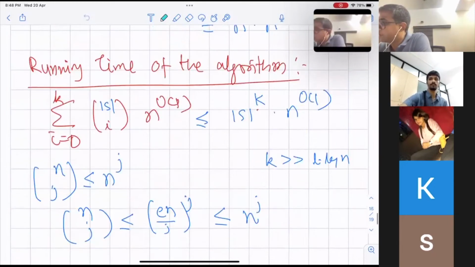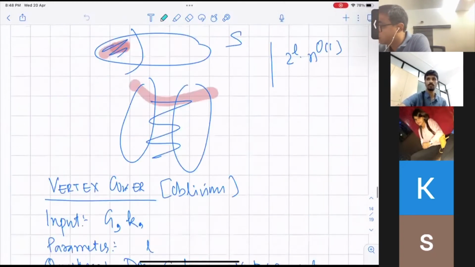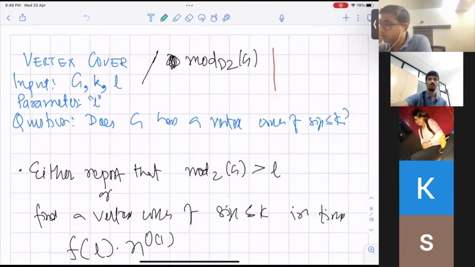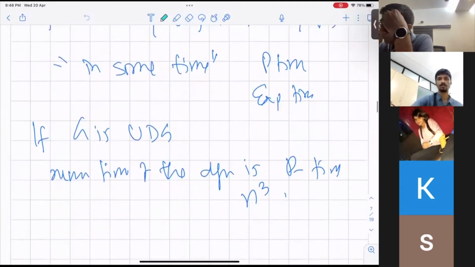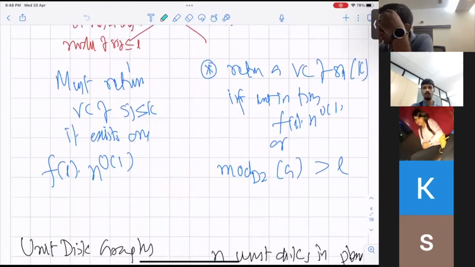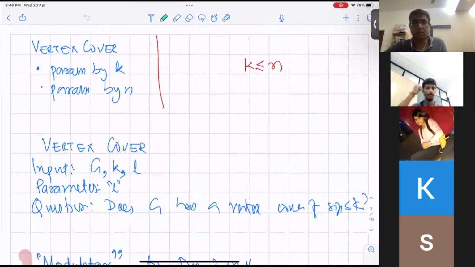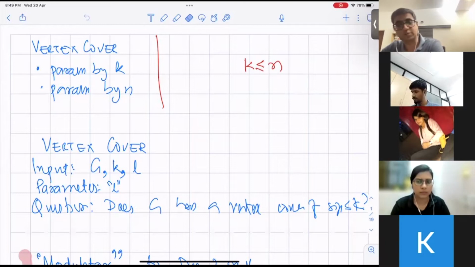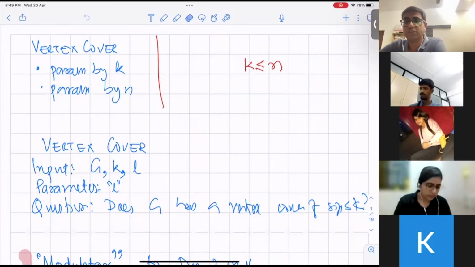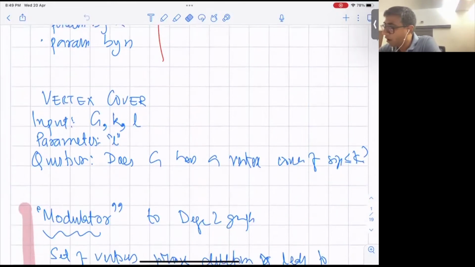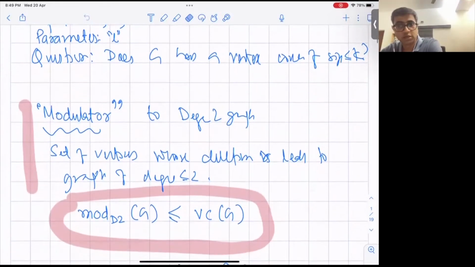Recordings. Okay, so last time we started to look, just to give you a bit of background, at vertex cover with parameters which are smaller than the solution size itself. That was our goal, and towards that, we started with a modulator to degree 2 graph.